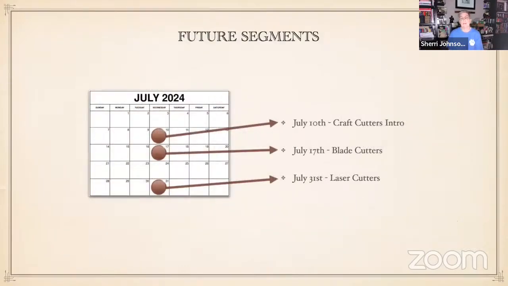All right, next up, as I said, future segments, we're going to get into some actual physical tools versus computer stuff. We're going to get into craft cutters, all the different types of cutters or different machines out there to cut things besides fingers. We'll have the intro on the 10th. On the 17th, we're going to discuss different types of blade cutters, and on the 31st, laser cutters. And Bob Davidson has graciously agreed to give us a demonstration on the 31st with his laser cutters. So we're going to look forward to that.